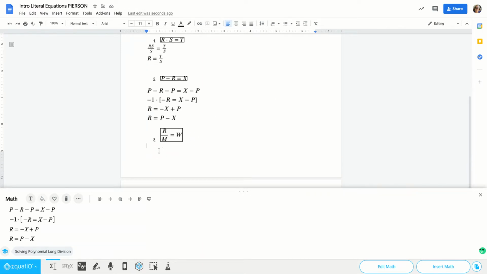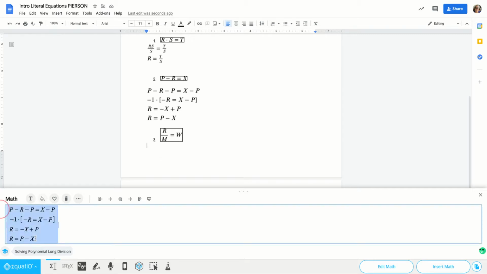I'll do one more and then let you guys figure out as you go. So now this time we have R over M equals, oops, I gotta put my equal sign outside of the fraction, equals W. So this time we have M on the bottom of a fraction. We want to get R by itself. I'm going to multiply both sides by M. That will get M out of here.